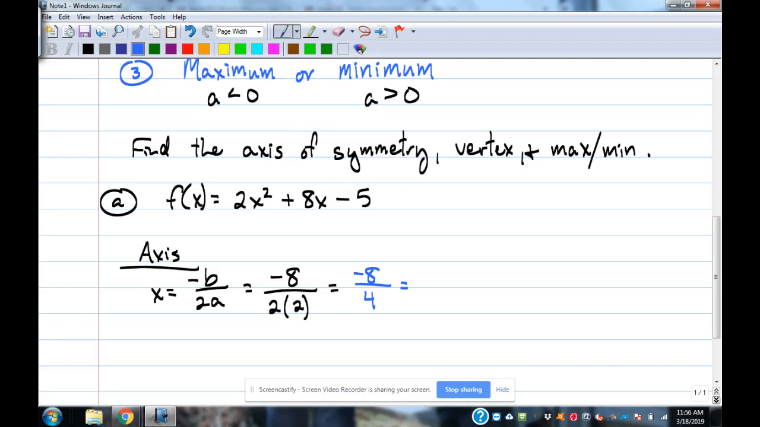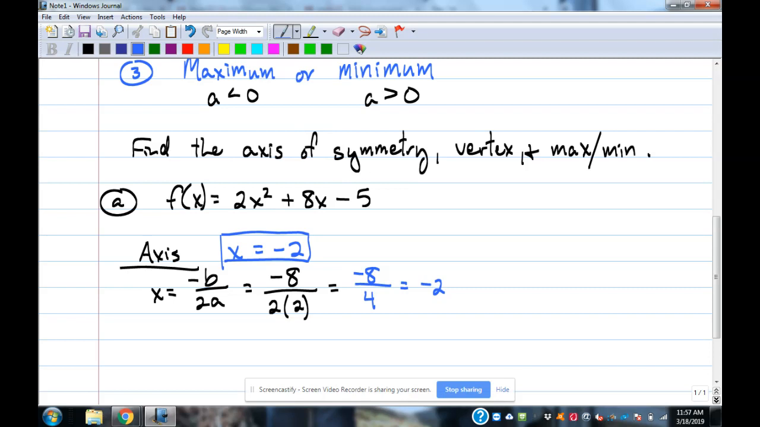Hang on a second, don't do too much here. We're just trying to find the axis of symmetry right now. What's negative 8 divided by 4? Negative 2. So the axis of symmetry is the equation x equals negative 2. You've got to write x equals negative 2 out. In the formula, this first 2 is always there. A is where this 2 came from, that number in front of x squared. Always write your axis of symmetry as x equals the number, because it's the equation of a line. That's the reason we need the x equals in there.